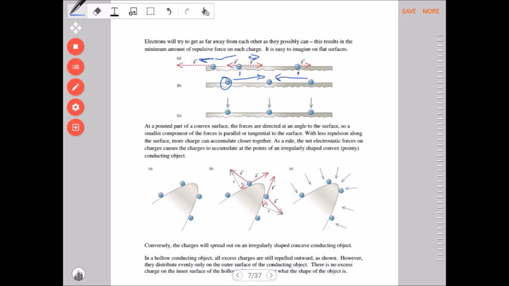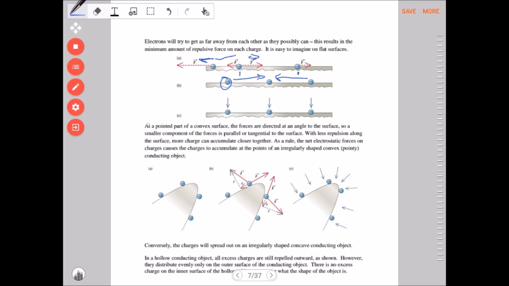And then of course the middle charge won't move if they have the same force pushing left and pushing right. So the end result, of course, is this diagram C, where all the charges are equally spaced out. However, that's on a flat surface, and it's easy to imagine on that flat surface.